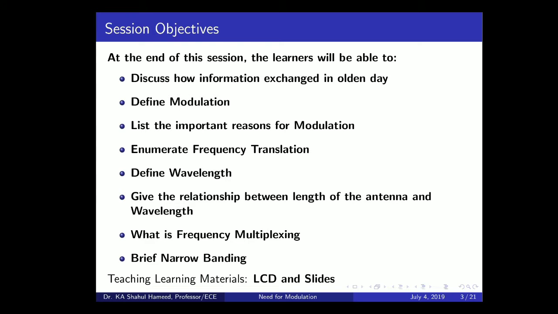Session objectives. At the end of this session, the learners will be able to discuss how information was exchanged in olden days, define modulation, list the important reasons for modulation, enumerate frequency translation, define wavelength, give the relationship between length of the antenna and wavelength, explain what is frequency multiplexing, and briefly describe narrow banding. These are the questions the students will be able to answer at the end of the session.